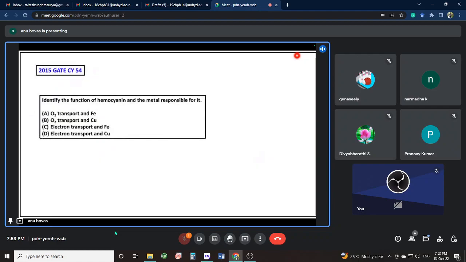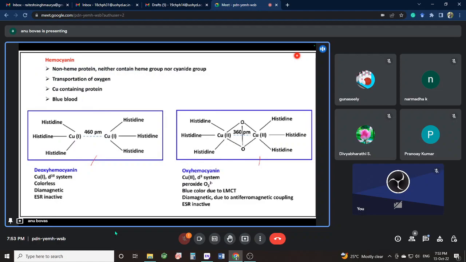And also this distance can be asked. The distance between two copper metal atoms is 460 in the deoxygenated state, and it decreases to 360 in the oxygenated state. And O2 exists in peroxide form, that is O2 2 minus form. In other cases, hemoglobin and myoglobin, it was superoxide O2 minus, and this is peroxide O2 2 minus. And in both cases, it is diamagnetic.